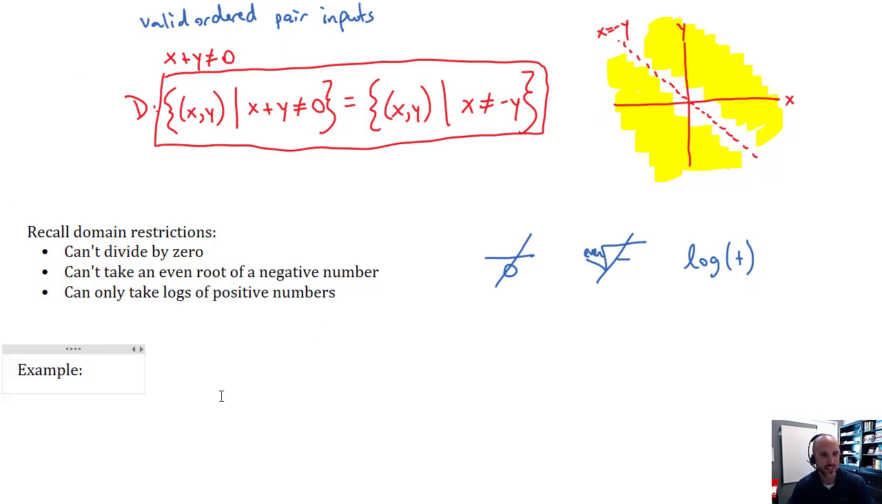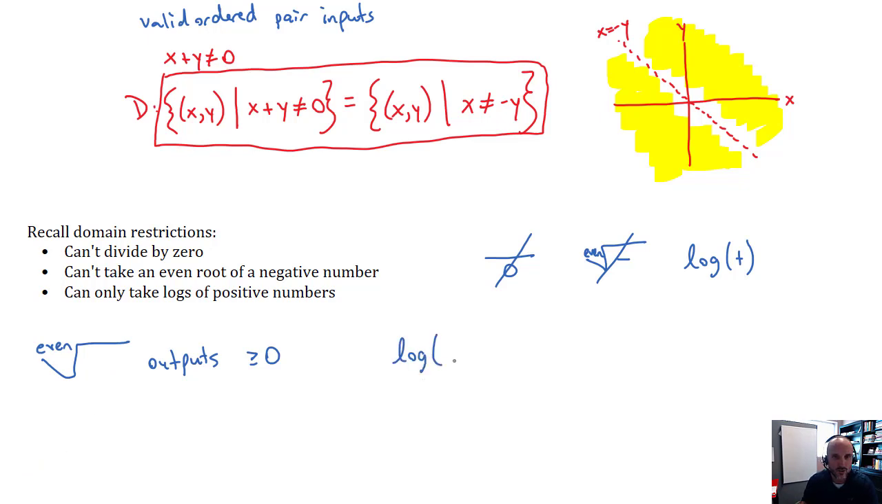So let's practice with domain and range. You know what? Before we practice, let's remind ourselves of a couple other things. Let's talk about the outputs now. An even root outputs 0 or greater. Outputs a number greater than or equal to 0. It cannot output a negative number. Okay. Any kind of log can output any number from negative infinity to positive infinity. Okay, just some things to think about here as we move forward.